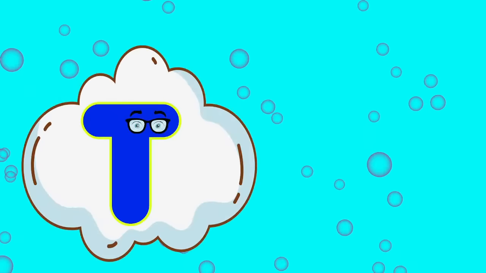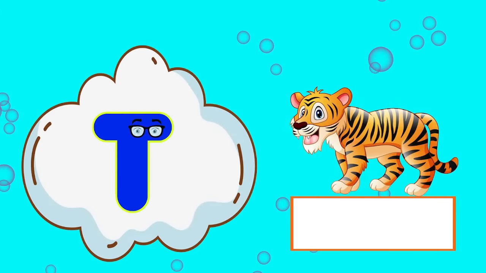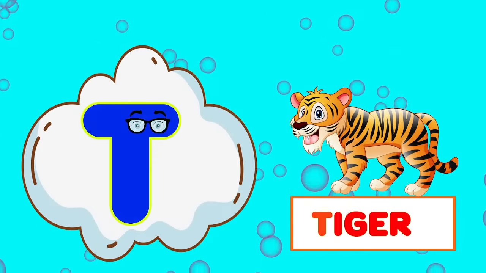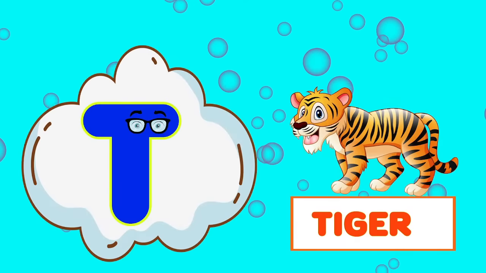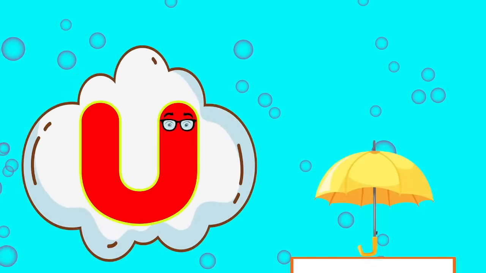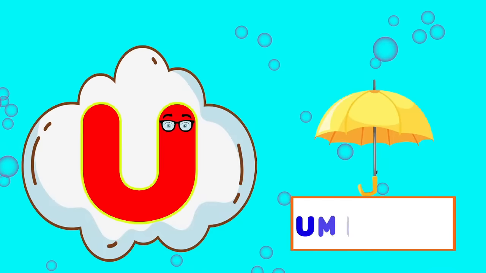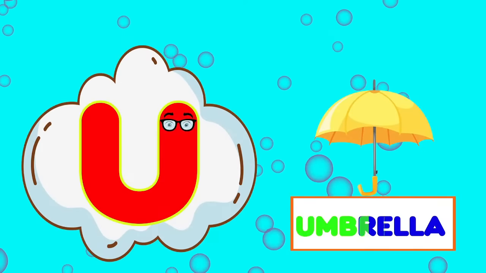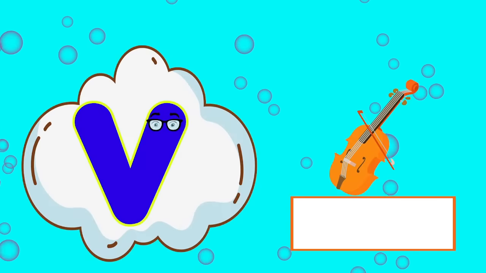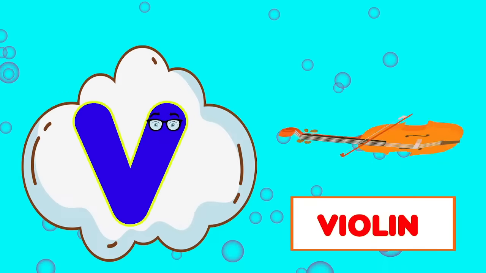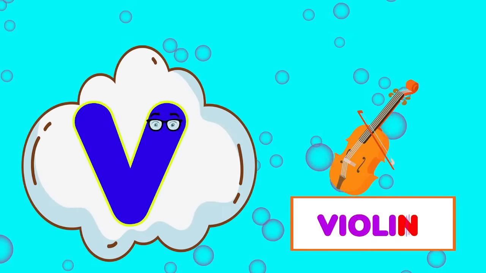T is for tiger, t, t, tiger, T, tiger. U is for umbrella, umbrella, U, umbrella. V is for violin, v, v, violin, V, violin.